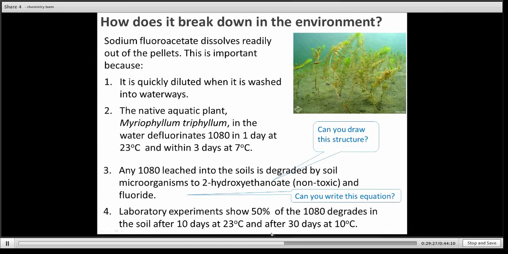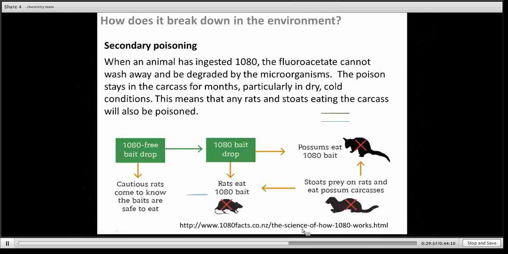And they found that 50% of the 1080, 50% is just simply a way of a standard. So whenever they do measurements, it's always when 50% has disappeared. So when 50% of the 1080 degrades, they found it takes 10 days to be defluorinated at 23 degrees, and if you do it at 10 degrees, it's 30 days. So again, you've got to think of why longer. So any 1080 that's been washed out of the bait isn't a problem, in that it will disappear. It'll be gone within a month, okay, even at low temperatures.